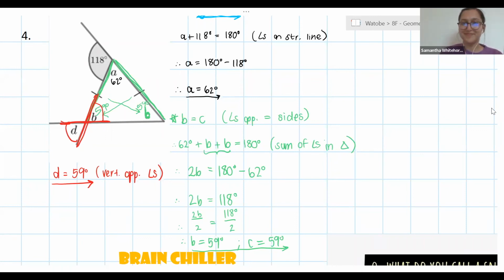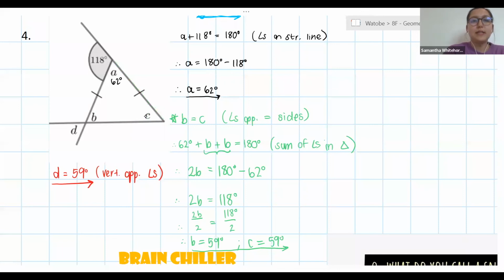Yes, ma'am. Ma'am, my question is that I couldn't understand why you said B and C are the same. Okay, so I'm just going to take my scribbles off of the diagram here.